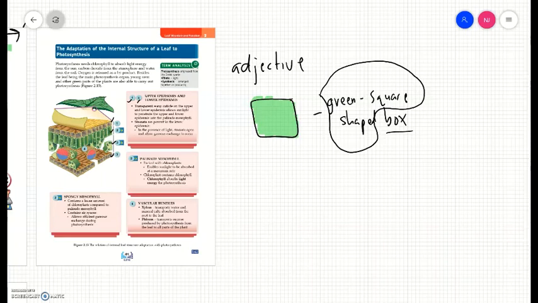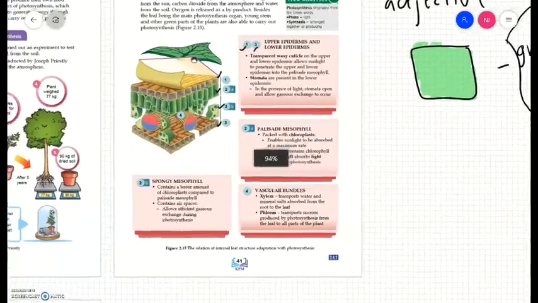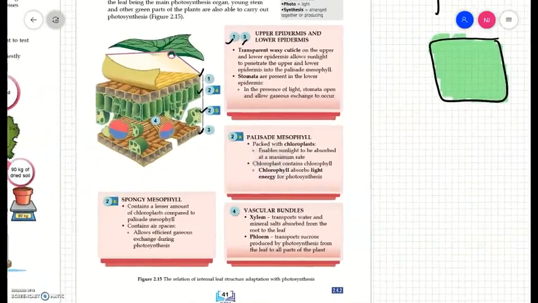Same goes to each time in biology. It is important to give the picture of the description, the gambaran apa yang kamu nampak. So in this sentence you can see, let's say we want to talk about the upper epidermis and lower epidermis. You can see the words here, transparent waxy cuticle on upper layer and lower epidermis.